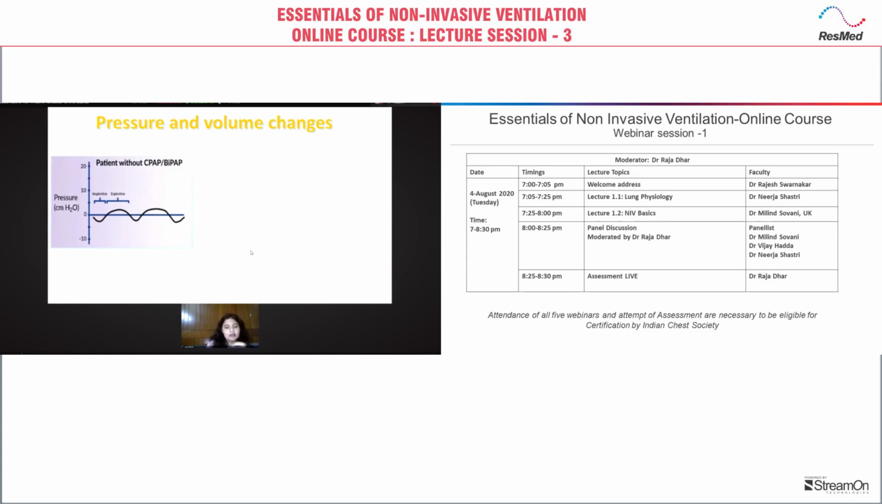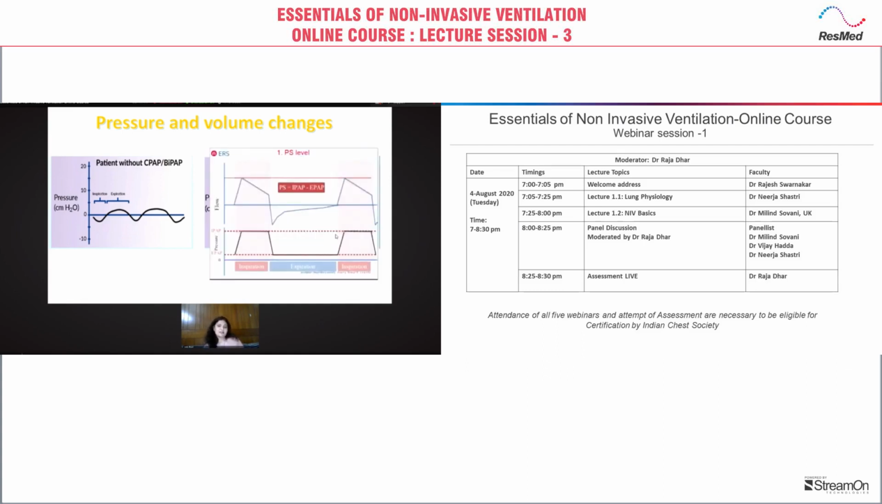Now see what happens in NIV. This is normal, where no positive pressure ventilation is done. And here is a slide with CPAP. CPAP is continuous positive airway pressure. Whether it is inspiration or expiration, you have positive pressure. This is your pressure, which is always there. The patient is inspiring, the patient is expiring, but the pressure is there. This is also known as positive end expiratory pressure.